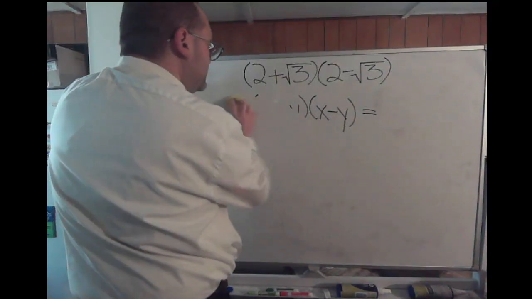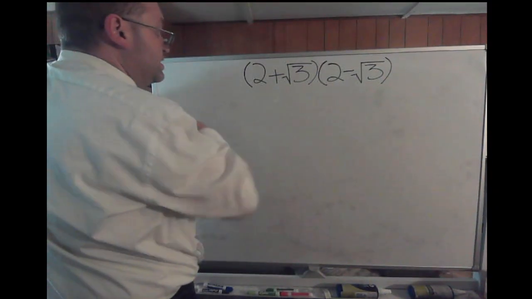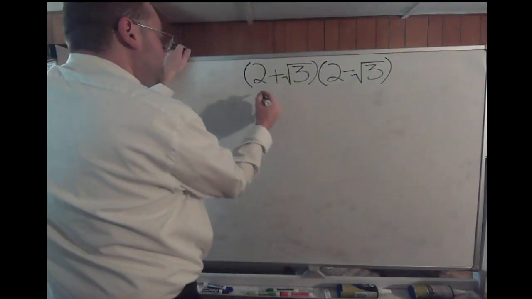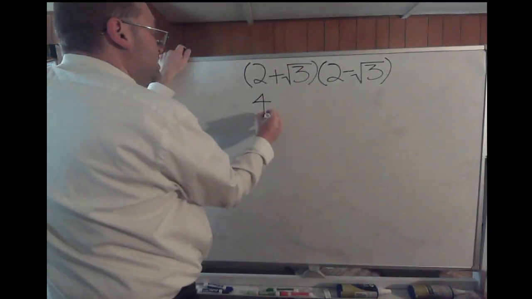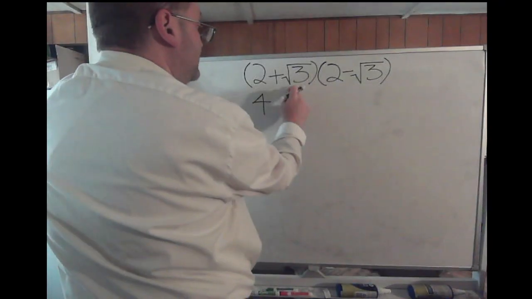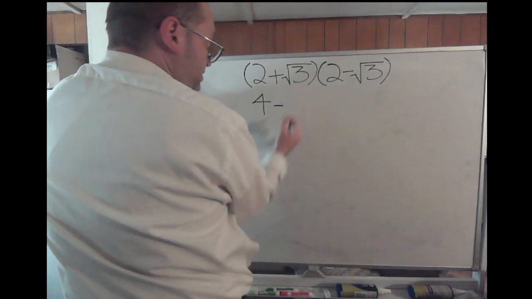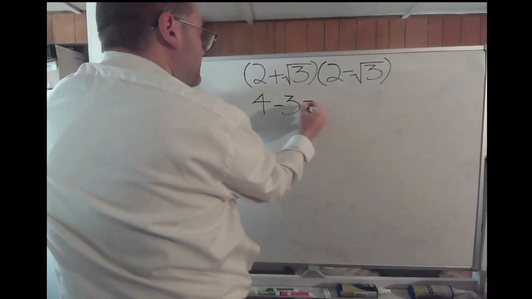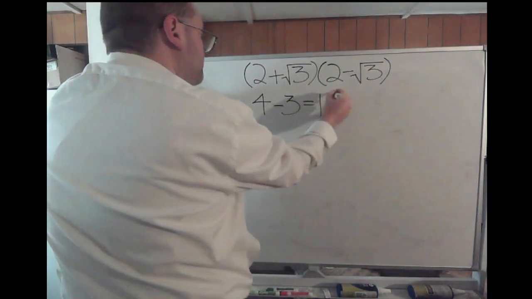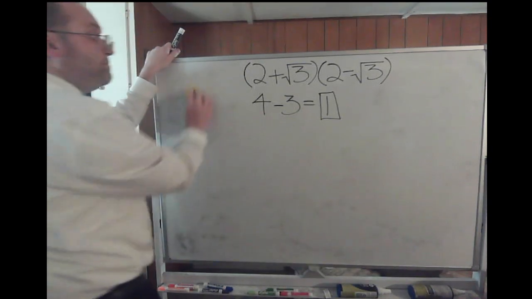Well, the same thing is going to happen here with these square roots. If you take 2 times 2, you'll get 4. Your middle terms with the square roots will cancel out, but you have positive square root of 3 times negative square root of 3, which turns into minus 3. The answer you should get is positive 1.